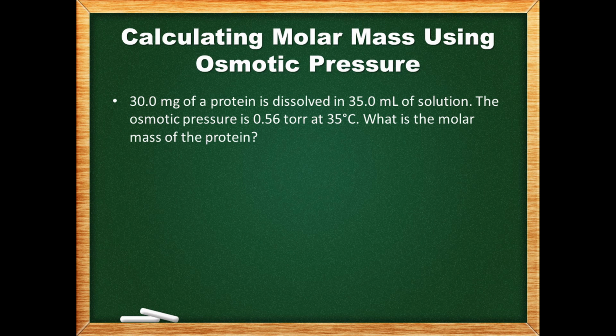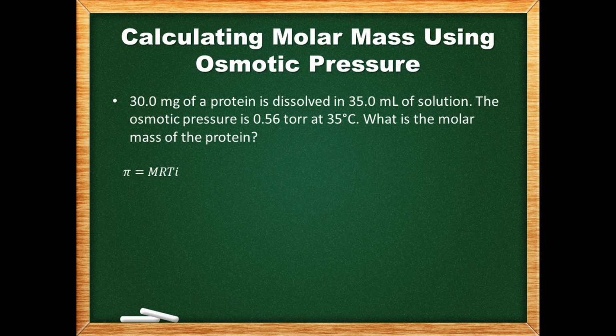Freezing point depression, boiling point elevation, and osmotic pressure can each be used to determine the molar mass of an unknown solute. In this case, 30 milligrams of a protein is dissolved in 35 milliliters of solution. The osmotic pressure is 0.56 torr at 35 degrees Celsius. We are given the osmotic pressure, so we will use the osmotic pressure equation. We have the mass of the protein but not the moles. The molarity will help us find it.